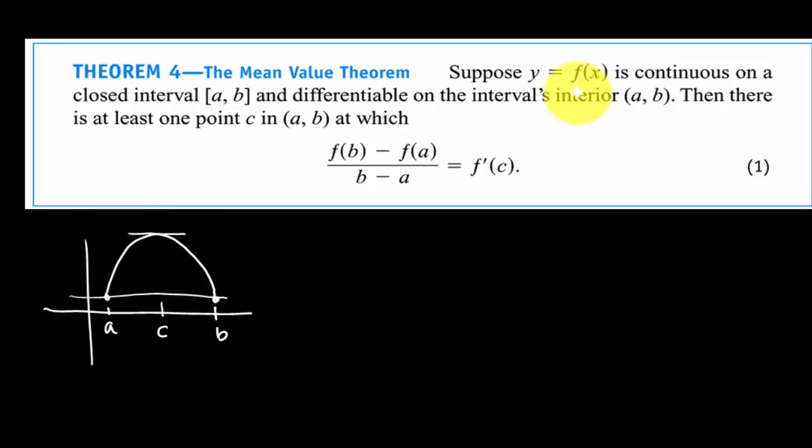Let's see what this says. Suppose y is continuous, the same condition, on a closed interval AB, and it's also differentiable on the interior points of AB. So it's the same two things that satisfy Rolle's theorem, but we have one more. It says if that's the case, then there is at least one, so you can have more than one, C in the interior at which f of B minus f of A divided by B minus A is equal to the slope of the line tangent to the curve at C. So the question is, what is this other side of the equation?